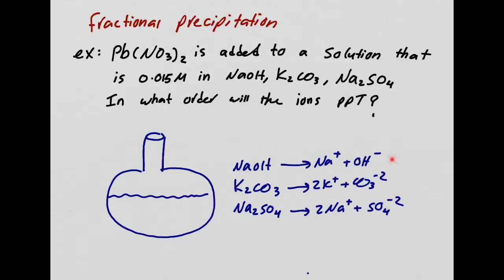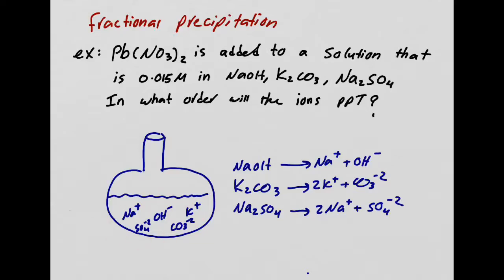So this is what they would exist as. In this solution, I have floating around sodium plus, OH minus, potassium, carbonate, and sulfate. These are the things that I have floating around. You guys agree? Okay. Now, this is my solution because it has these three, and these three break up into these ions. I have sodium, hydroxide, potassium, carbonate, sulfate. You get a bunch of these floating around.